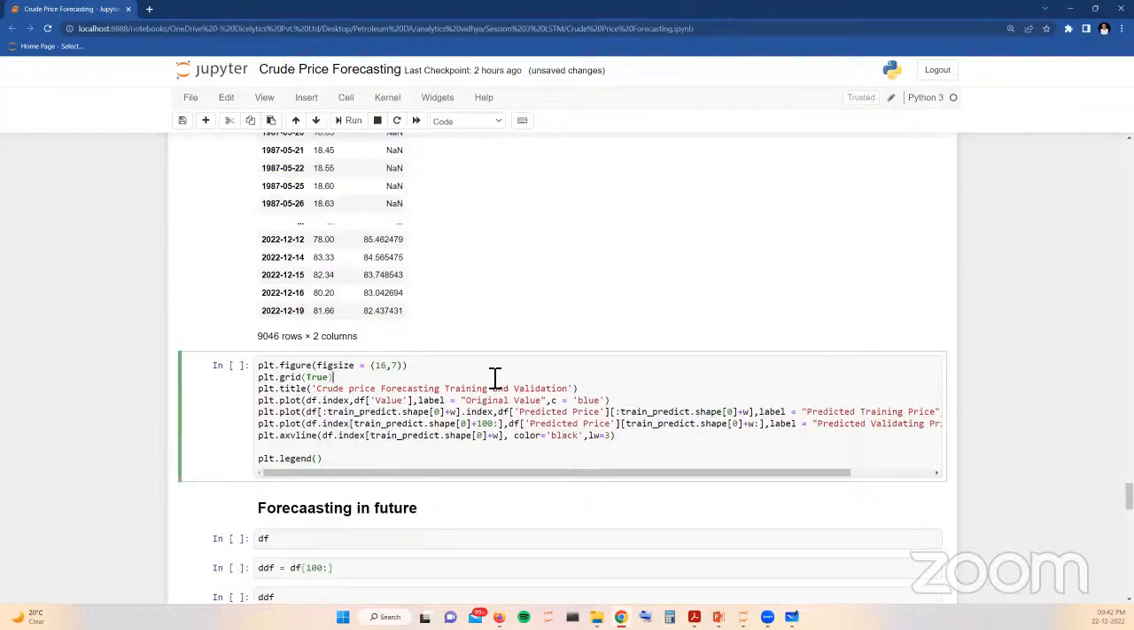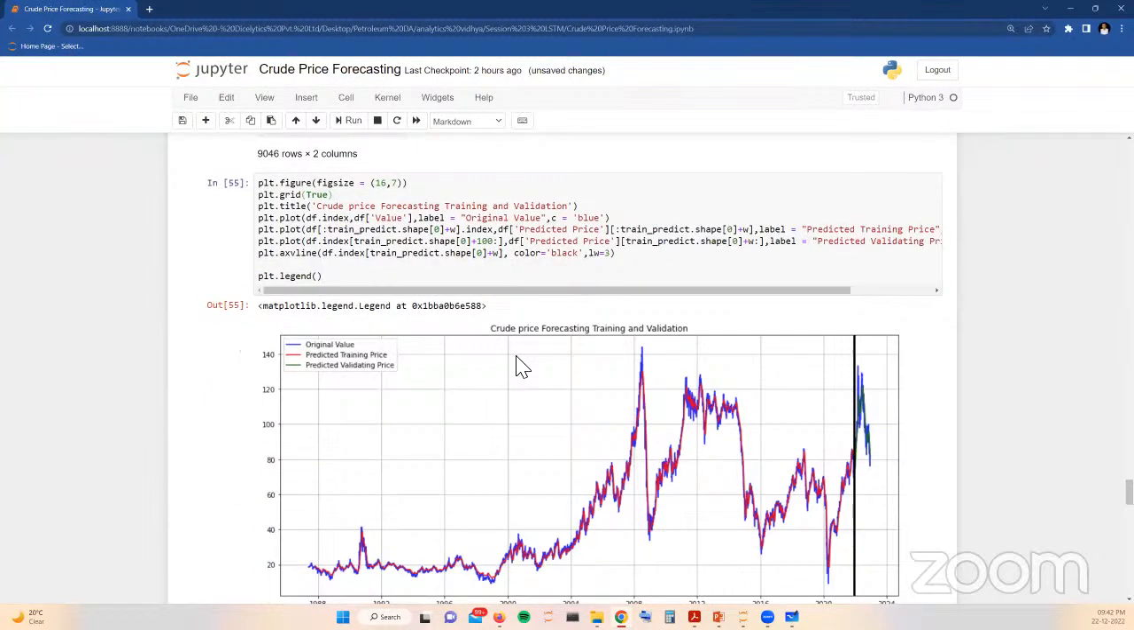Right? And here, I'm just using matplotlib for plotting, for visualizing how my model is trained. The blue one is my original value, the red one is my predicted training price, and the green one is my validating price or testing price. So till this point, testing we have done.